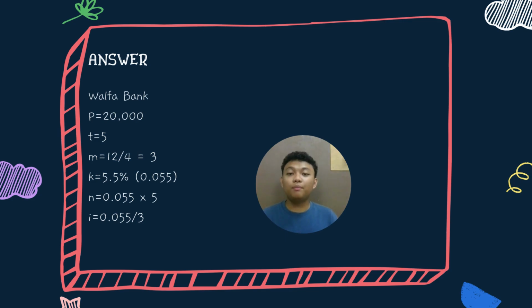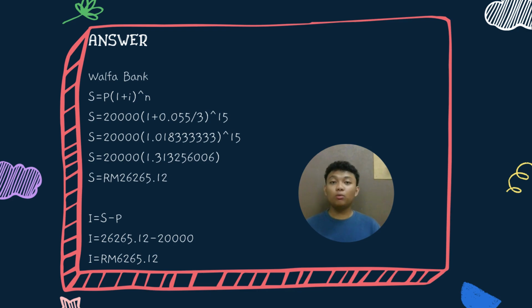For Alpha Bank, P is 20,000, T is 5, M is 12 divided by 4 equals 3, K is 5.5%, N is 0.055 times 5, I is 0.055 divided by 3. We use the formula S equals P open bracket 1 plus I close bracket power of N. So 20,000 open bracket 1 plus 0.055 divided by 3 close bracket power of 15.